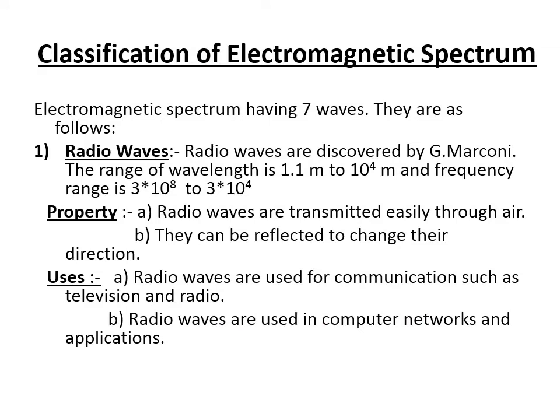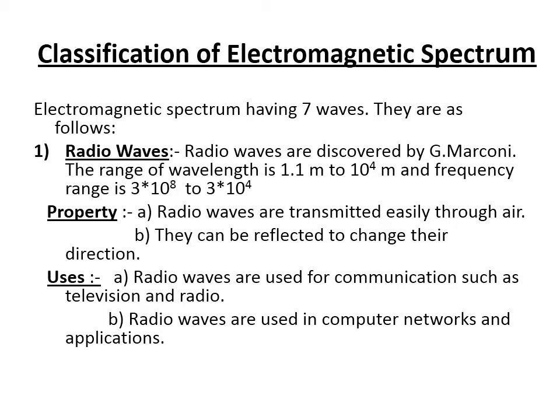Now, the classification of electromagnetic spectrum. Electromagnetic spectrum having the 7 waves, they are as follows. First one is radio waves. Radio waves are discovered by G. Marconi. The range of wavelength is 1.1 meter to 10 raised to the power 4 meter. And frequency range is 3 into 10 raised to the power 8 to 3 into 10 raised to the power 4 hertz. The properties of radio waves.